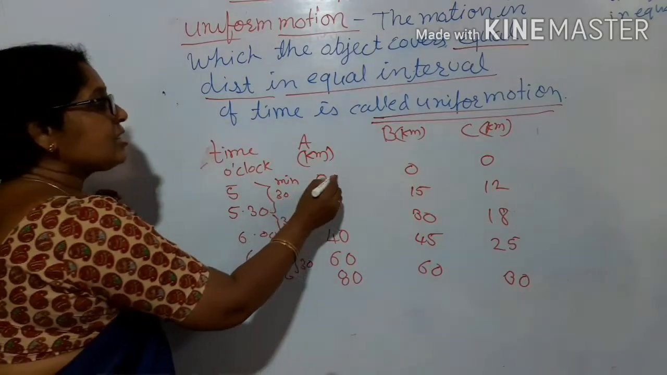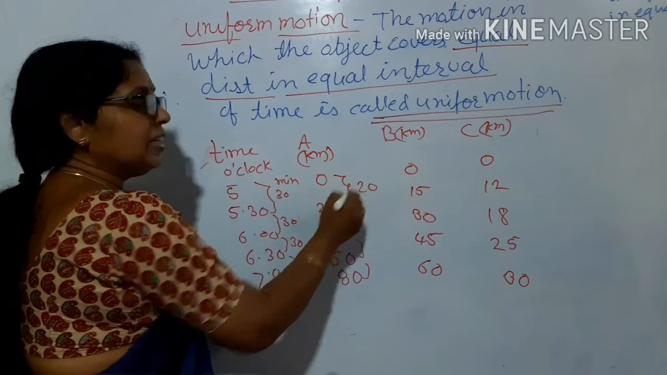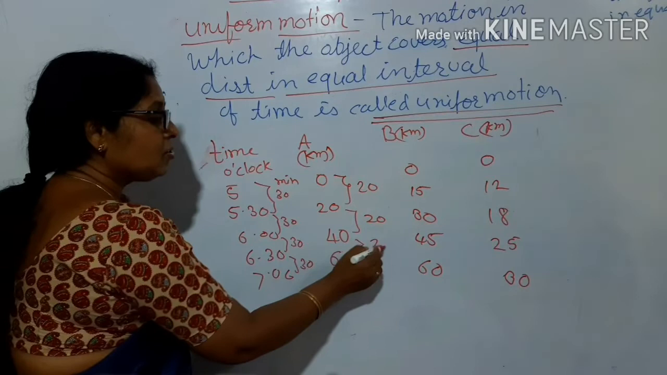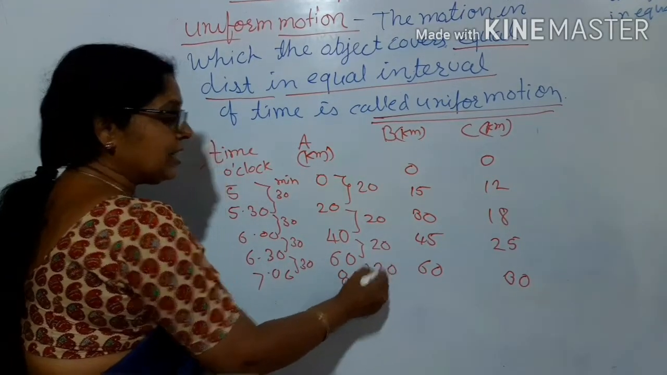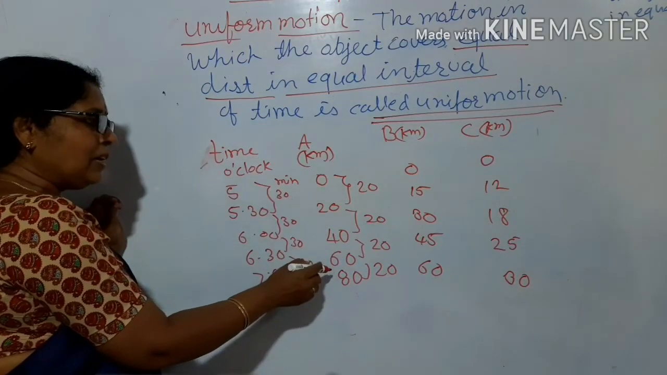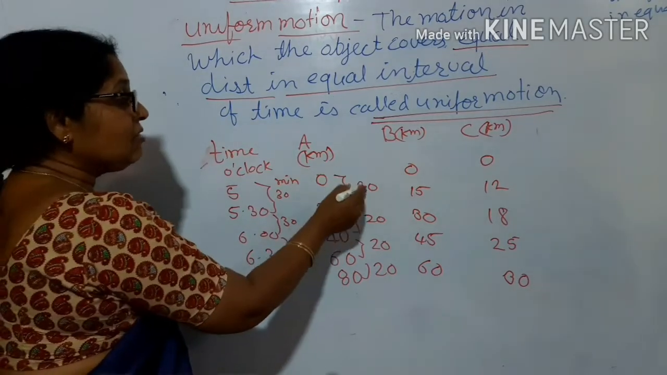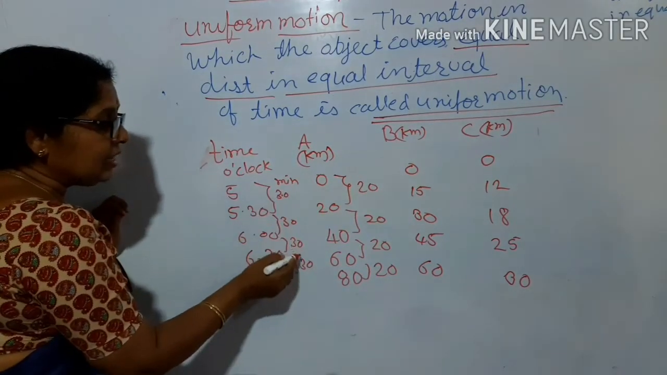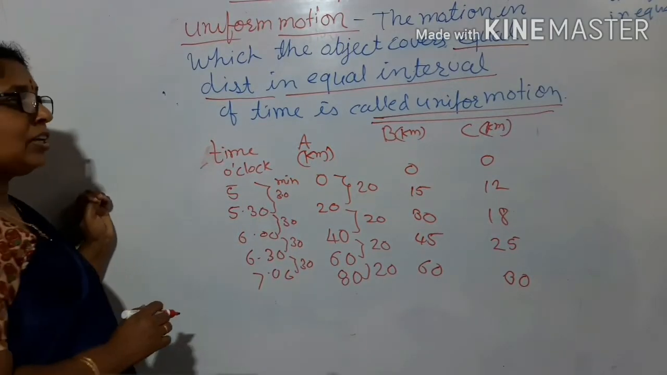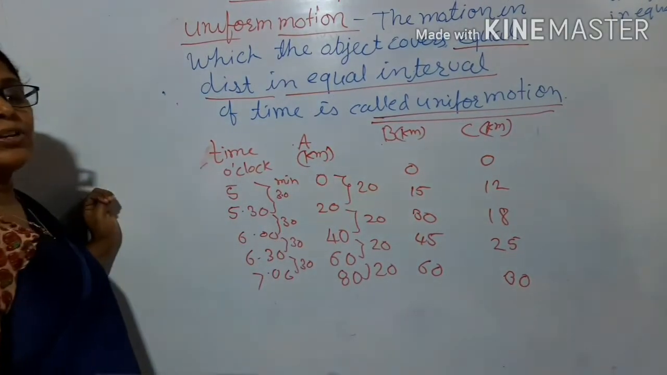And the distance covered by the person, see, 0 to 20 means 20 kilometer. 20 to 40, 20 kilometer. 40 to 60, 20 kilometer. 60 to 80, 20 kilometer. Means the A person also covered equal distance in equal interval of time. That is called uniform motion. Then what is the conclusion? The persons A and B are in uniform motion.